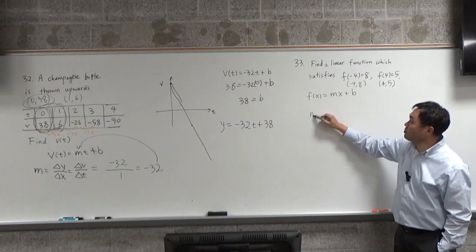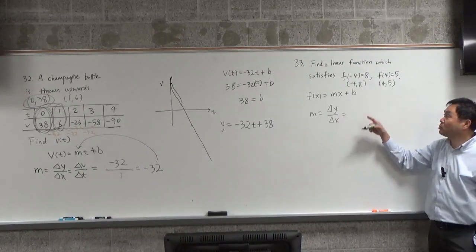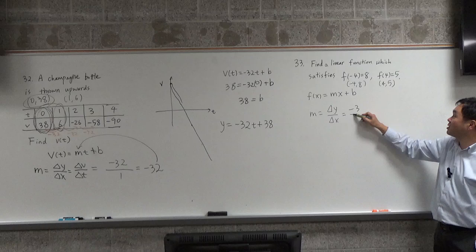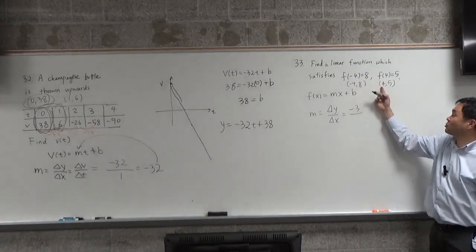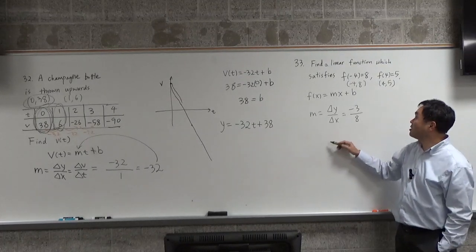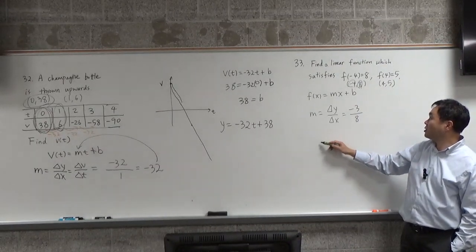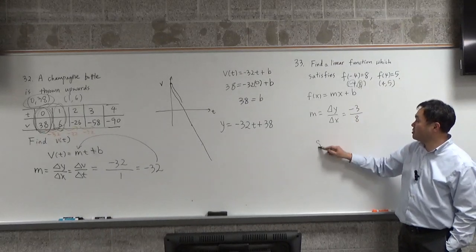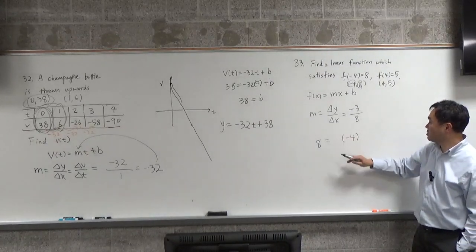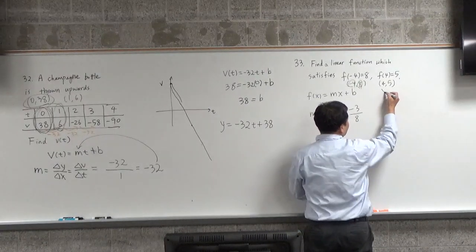Okay. To get m, I need change of y over change of x. What is the change of y? It went from 8 down to 5, so that's negative 3. Also, the x went from negative 4 to 4, so positive 8. Right? Okay, and then you just use one of the points. So I just plug these two in to get the b. I need the y to be 8, x to be negative 4. Oh, m is, let's not use this one. Let's use x and y here, okay?